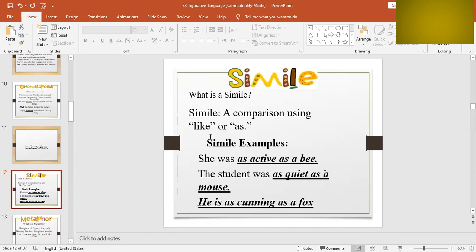Okay, again, simile is comparing two things to each other. Maybe a concrete thing and an abstract thing, or two concrete things, or an abstract thing and a concrete thing. Okay, you should use the words like and as. To set the comparison, you should use the words like and as, and you have to focus on this point because we will have something else in another situation. Now, she was as active.